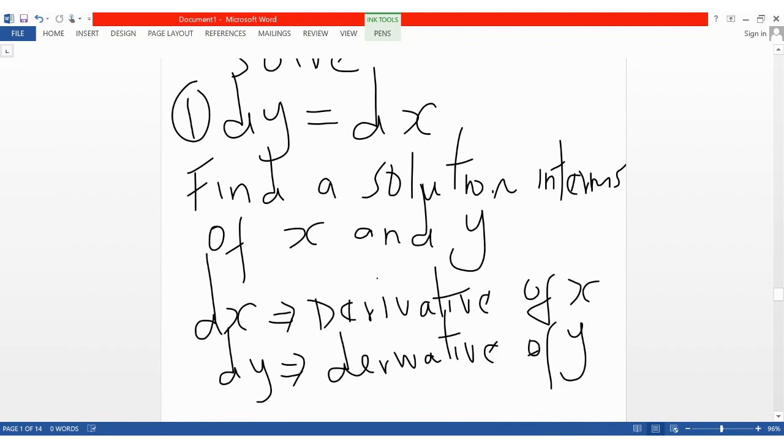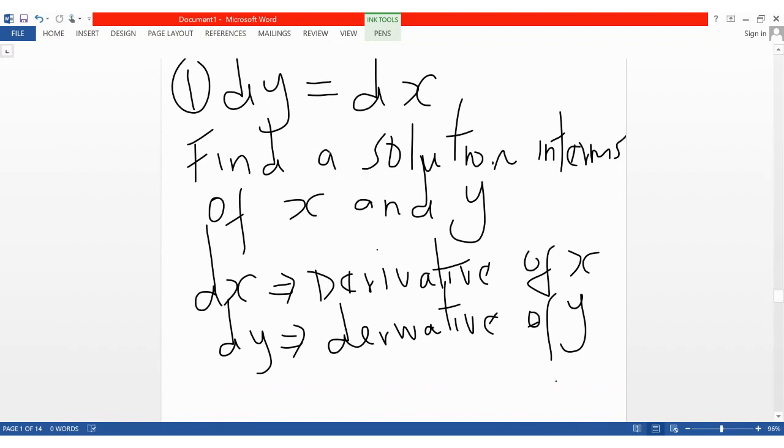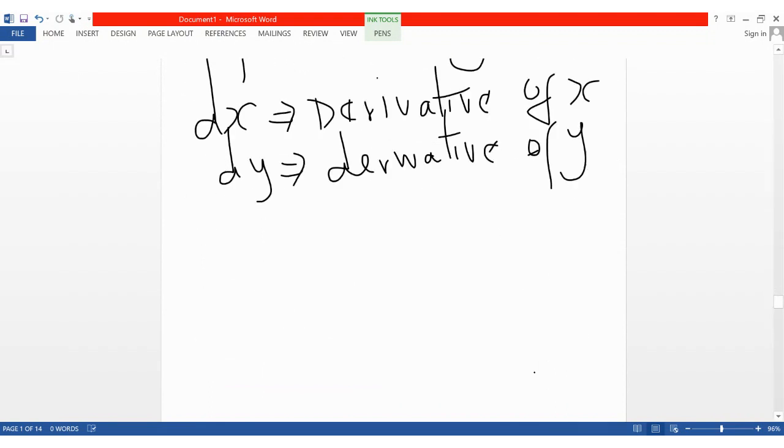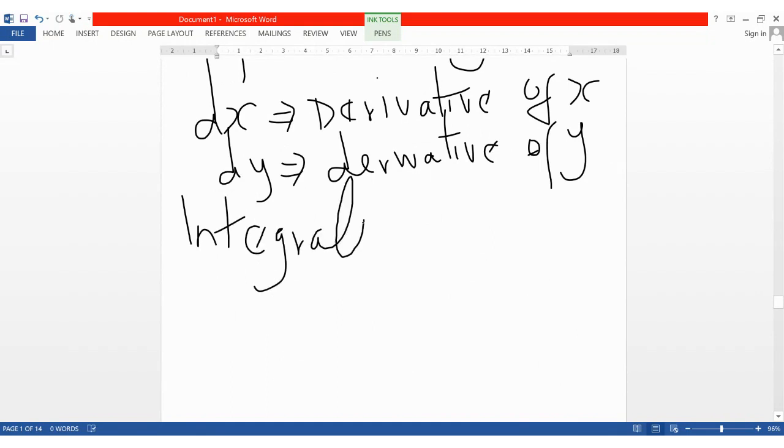So remember, integration is the opposite of what? Differentiation. So integration is the opposite of differentiation.